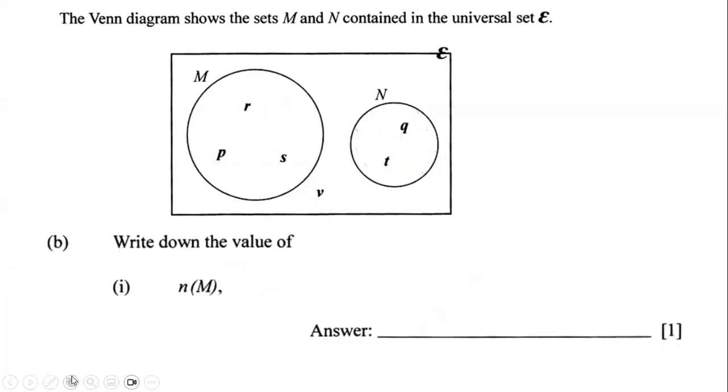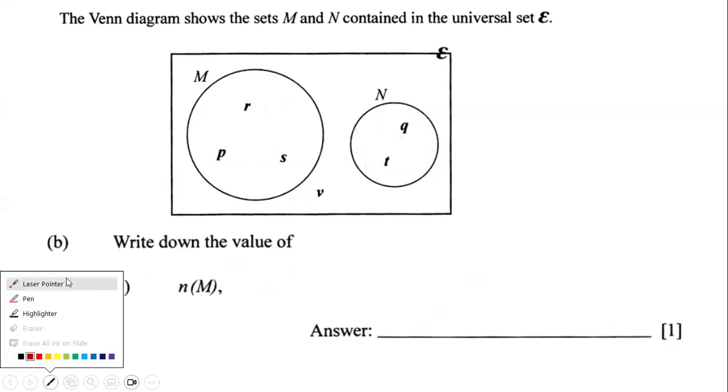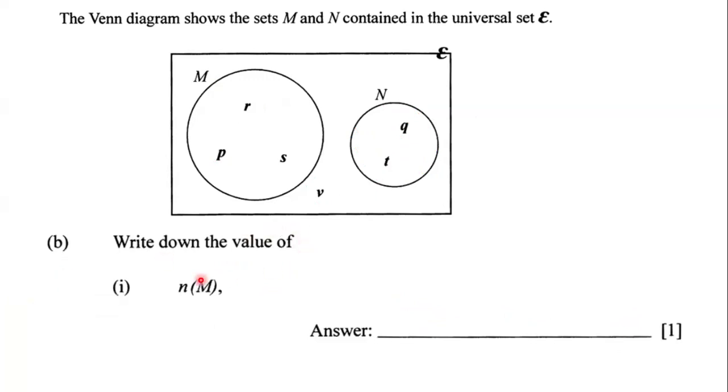Next, the question asks us to write down the value of the number of elements in M. Now, there are only 3 elements in M, R, P, and S. So the value of the number of elements in M is definitely going to be 3, because there are only 3 elements, R, P, and S.